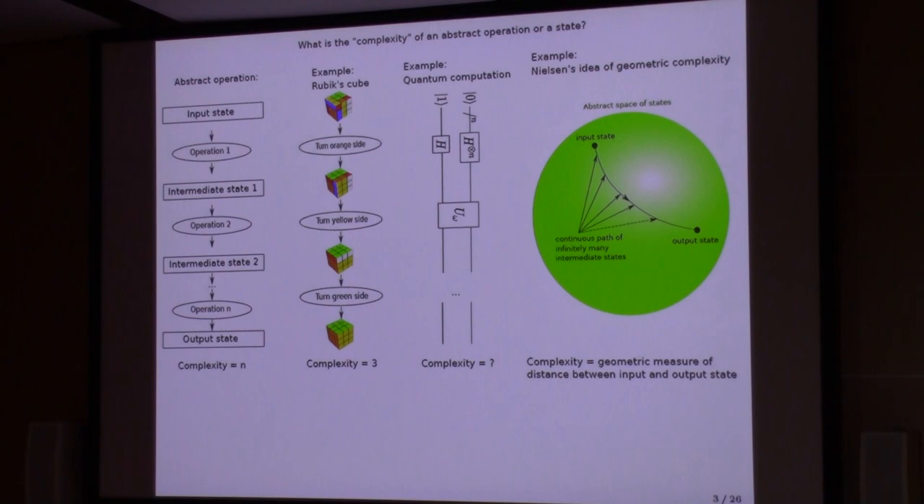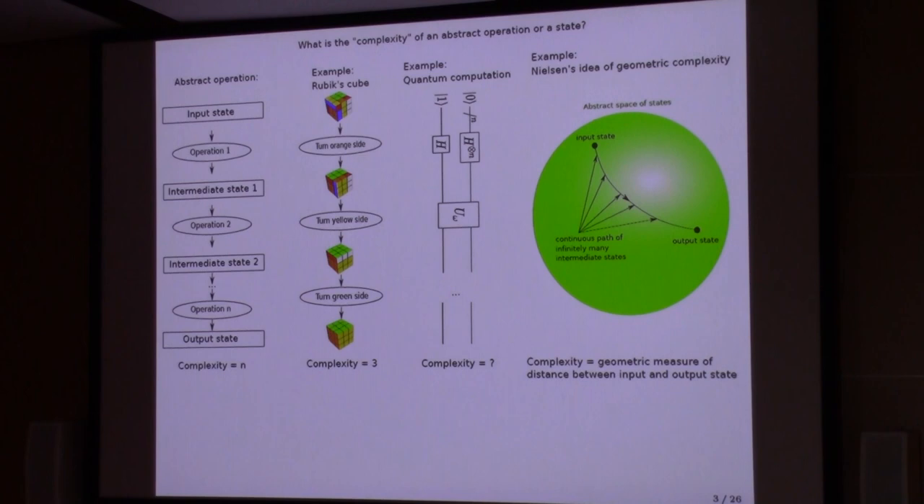If you have a quantum computer, you prepare your initial state, and then you operate on it with gates, like Hadamard gates, CNOT gates, stuff like that. You can say the number of these gates is going to be the complexity. Of course, that depends on your definition of your fundamental gate set, right? So there's a lot of arbitrariness in the definition.